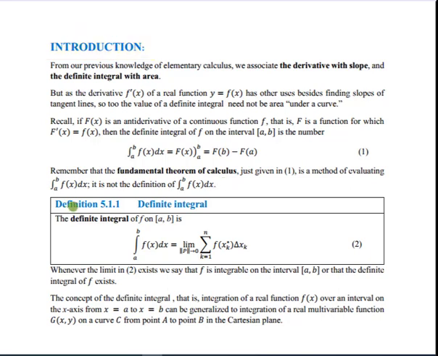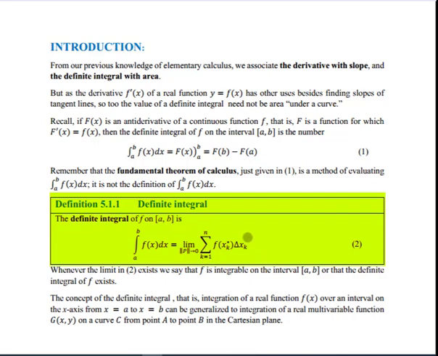Now we move to the definition of the definite integral. The definite integral of f on [a, b], the integral from a to b of f of x dx, is equal to the limit as the partition norm P tends to 0 of the summation of k from 1 to n of f of x k star delta x k. Dear students, you are already familiar with these notations.